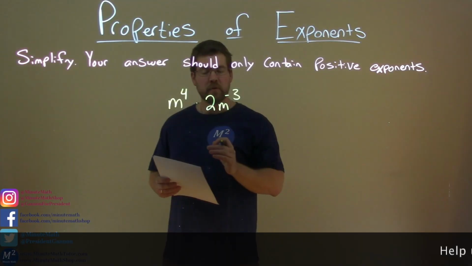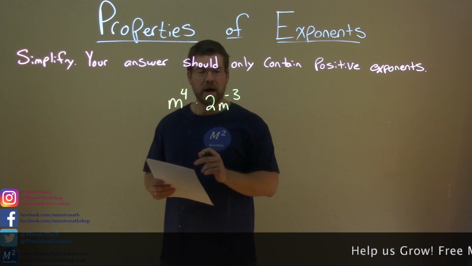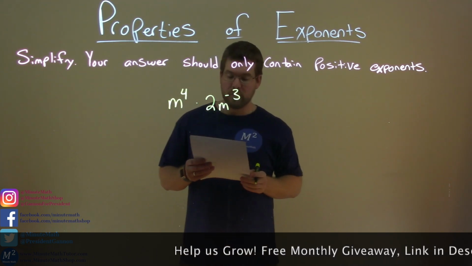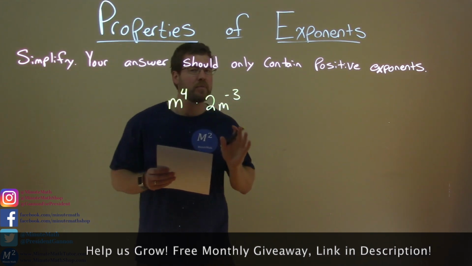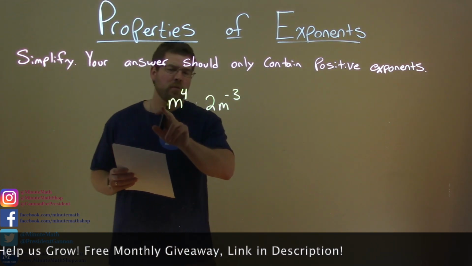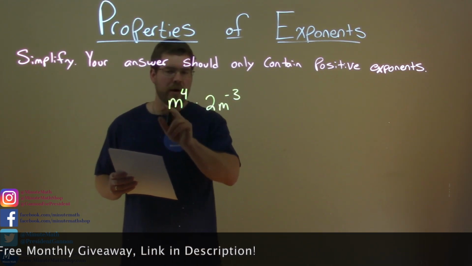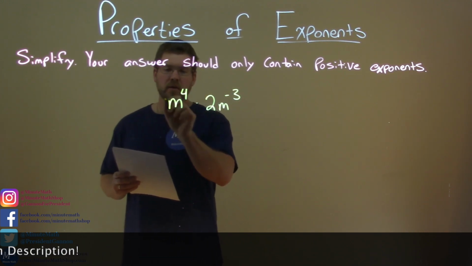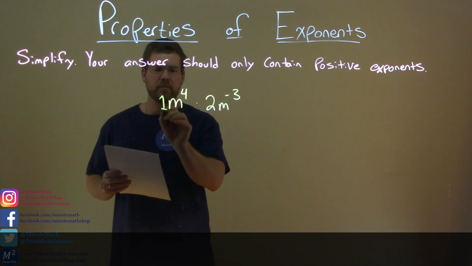We want to simplify m to the fourth power times 2m to the negative third power. Now this becomes a little tricky. What's in front of this m to the fourth power? That is a 1. The coefficient there is 1, so we can put that in if we want. That kind of helps us out here.